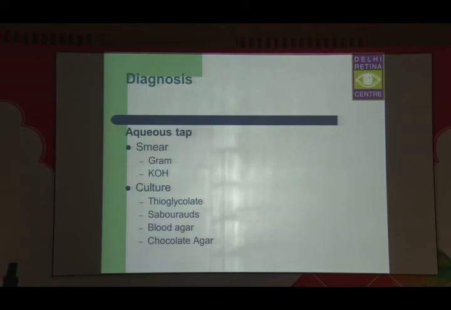It is an anaerobic organism, so we were to send for thioglycolate broth, Sabouraud's, blood agar and chocolate agar, and to rule out the possibility of fungal endophthalmitis also. And this turned out to be a case of P. acnes on the 9th day after culture on the non-nutrient agar.